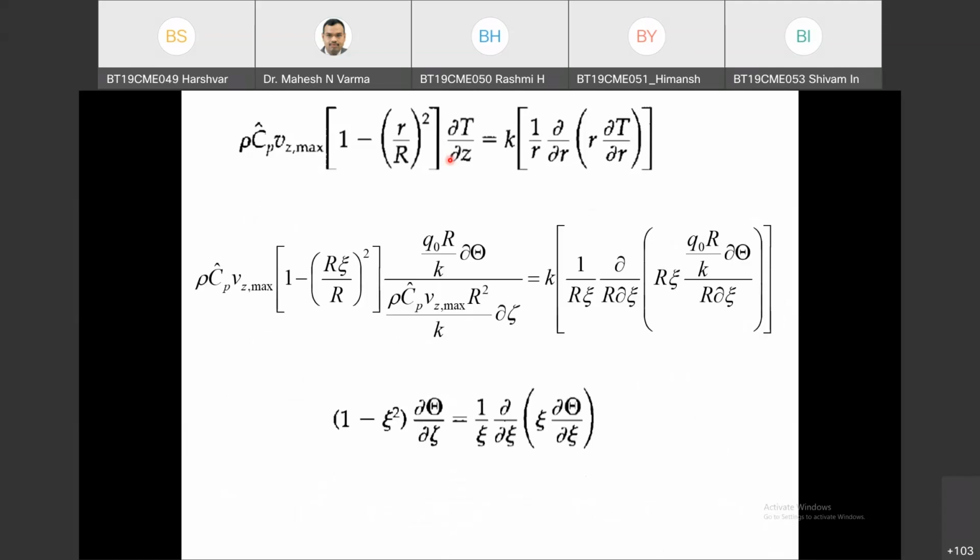Now after rearranging, you should get this equation: 1 upon epsilon square d theta by d zeta equals 1 upon epsilon d by d epsilon of epsilon d theta by d epsilon. Is anybody getting this equation?